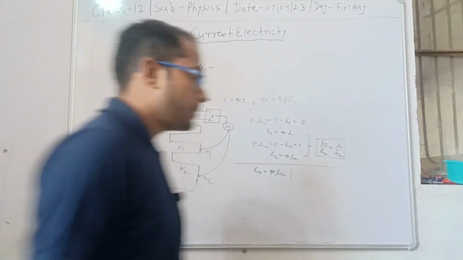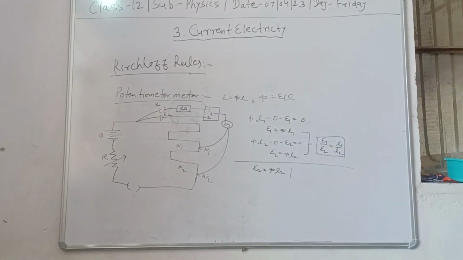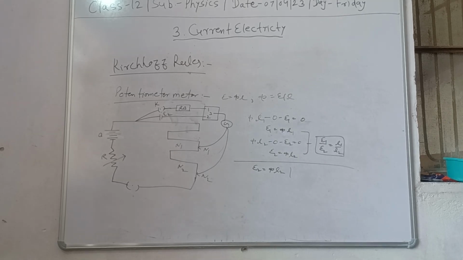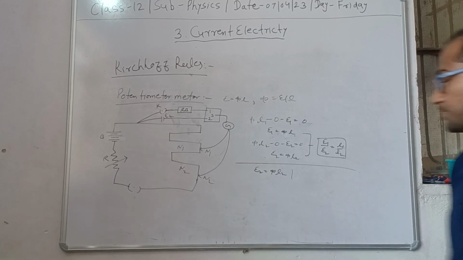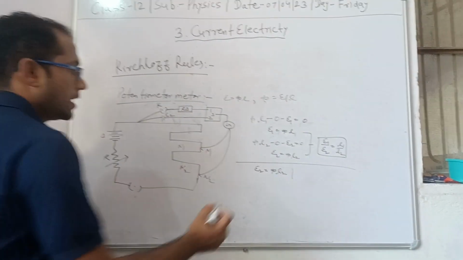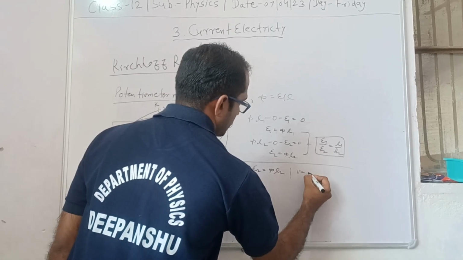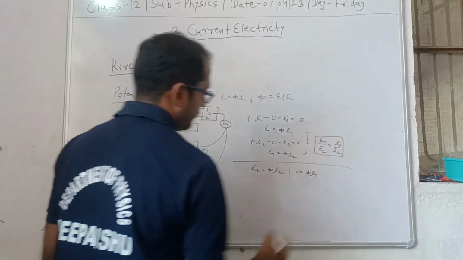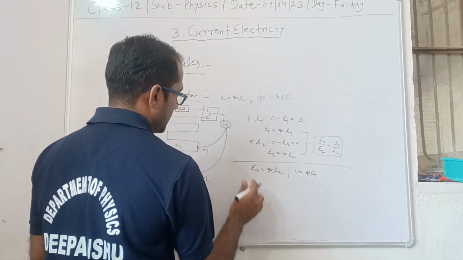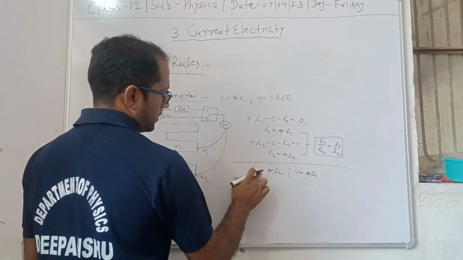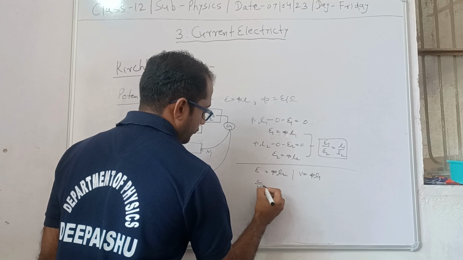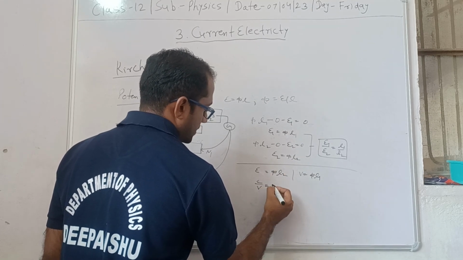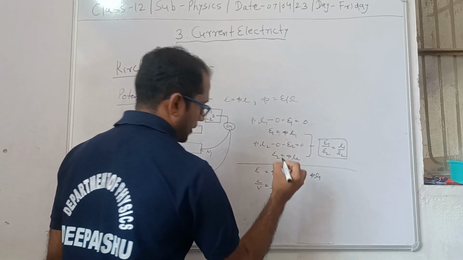Okay, sorry, let me correct this. Actually V equals psi L1. Then we divide both of these. We write only epsilon because there is only one cell. So epsilon upon V equals, psi cancels out, L2 upon L1.